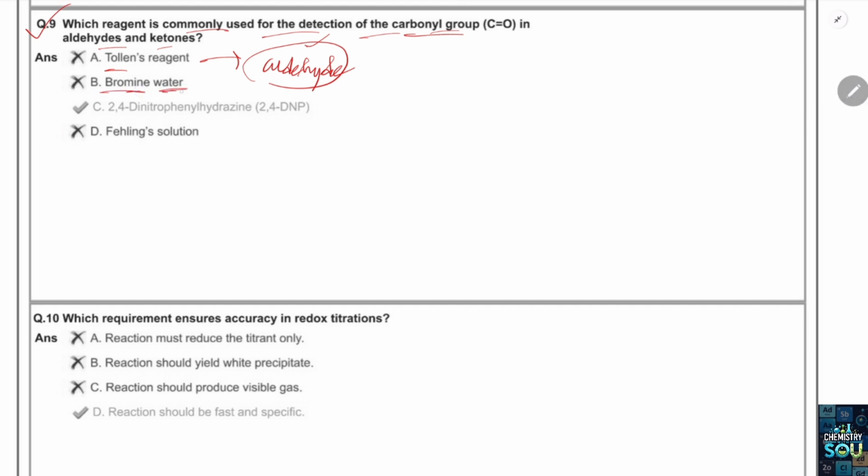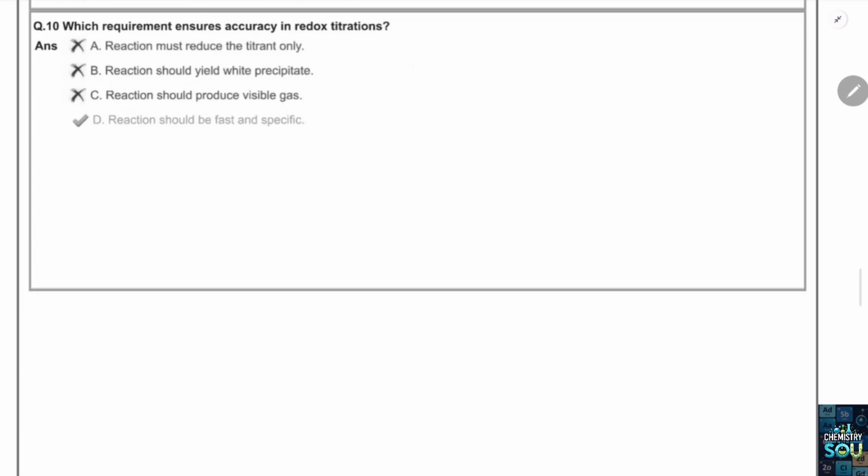Bromine water is basically used for unsaturation, present in some phenols or anilines, and bromine water can detect the aldehyde also. 2,4-DNP is responsible for both. So C is the correct answer. Fehling's solution is basically for identification of the aldehyde, especially the aliphatic aldehyde.